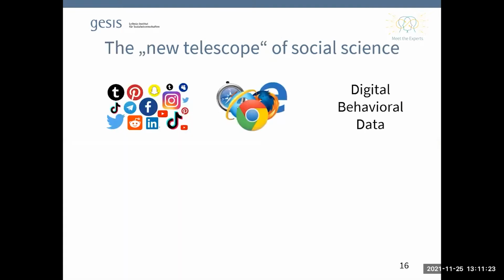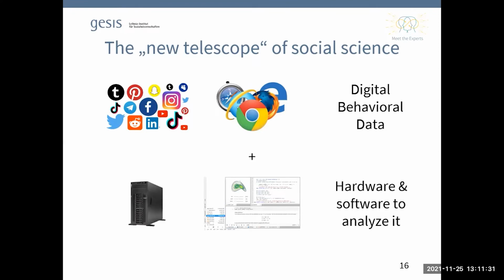So what is this new telescope of the social sciences? It is not just, but definitely digital behavioral data, new kinds of data, but also the hardware and the software to analyze it. The two wouldn't make sense without the other.